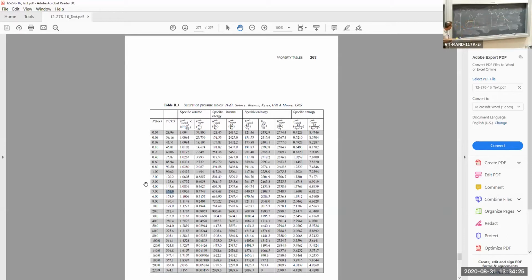Okay, you see that? 151.9 degrees C is the boiling temperature at 5 bar. So the boiling pressure at 151.9 degrees C is 5 bar. Another way of saying the same thing. So this is 5 bar. Psat at 151.9 is 5 bar. Okay? And that also is equal to our pressure. So Psat is also equal to P.